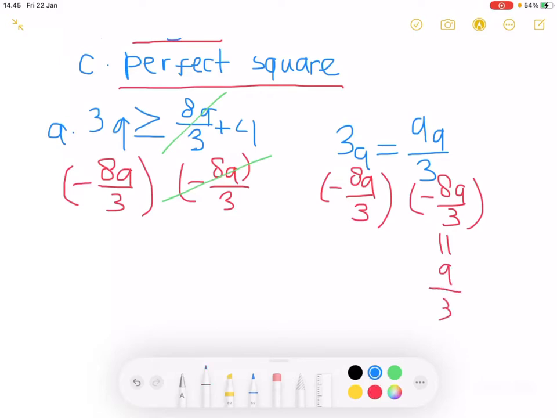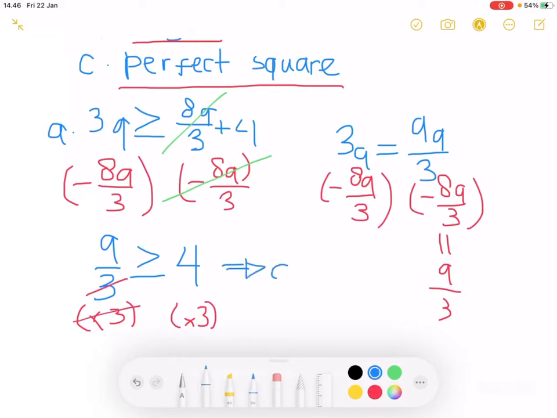So we're just going to plug that in. We have q over 3 is greater than or equal to positive 4. Multiplying by 3 on both sides, the denominator will cancel. We're left with q is greater than or equal to 4 times 3, which is positive 12, right there.